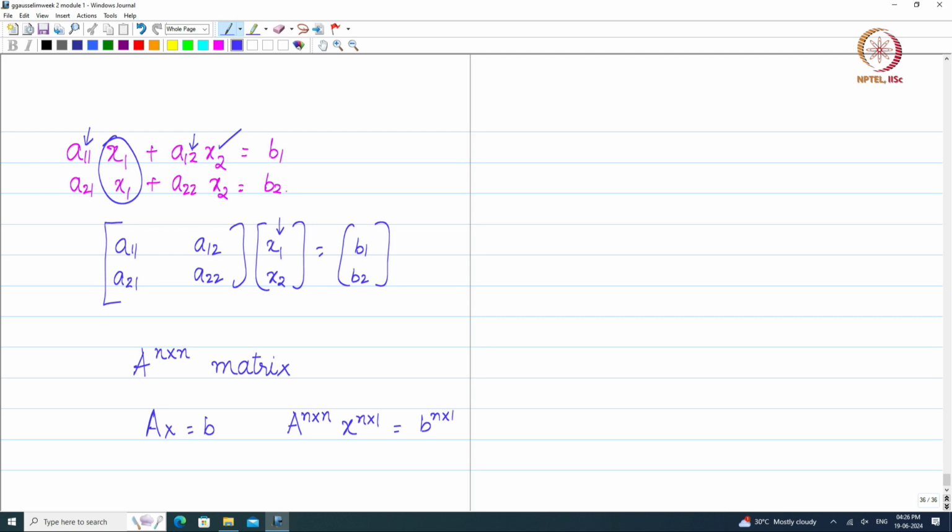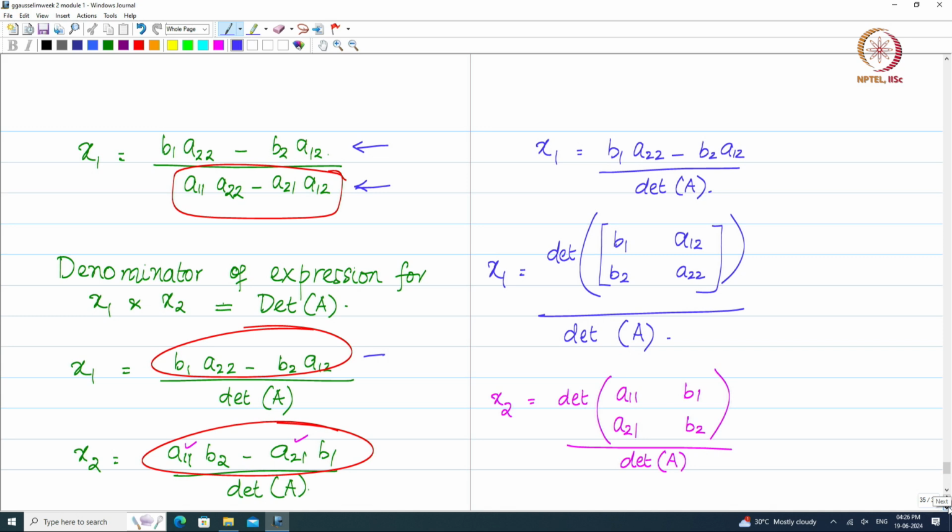Now, what did we see in the previous case when you took the 2 by 2 matrix? We said that if you want to find out the value of x1, all you need to do is replace the first column of the matrix A with the right hand side column matrix that you have, find the determinant of that matrix, divided by the original determinant of the coefficient matrix that you had.